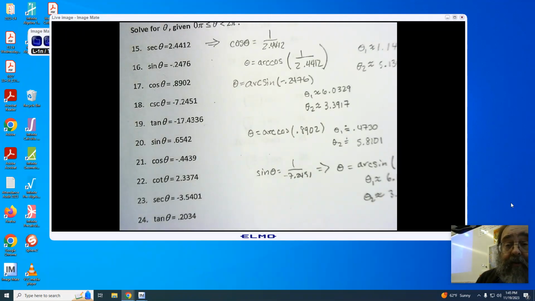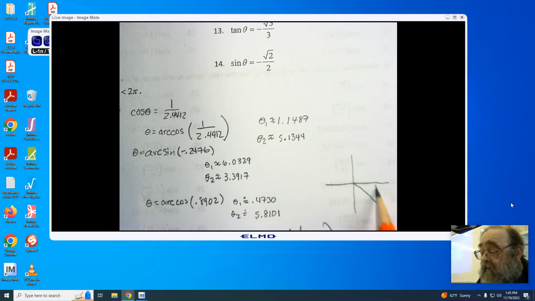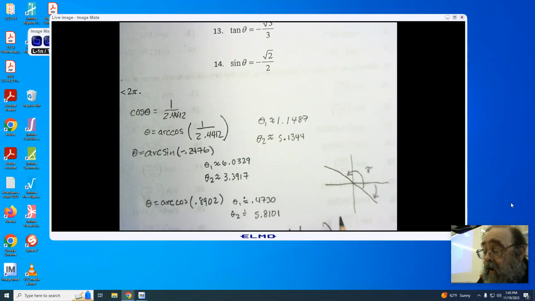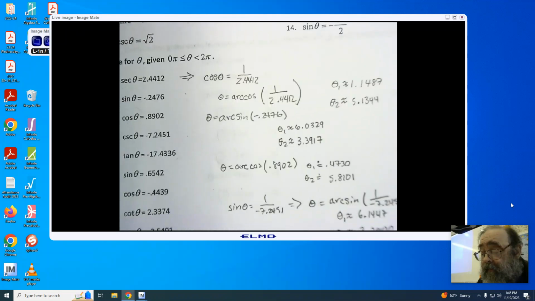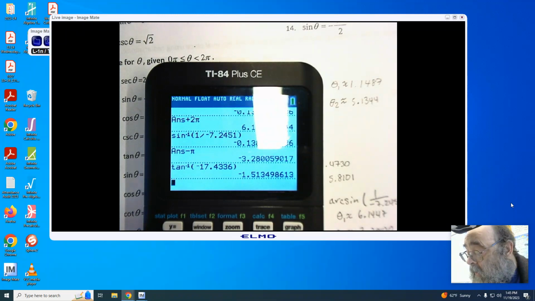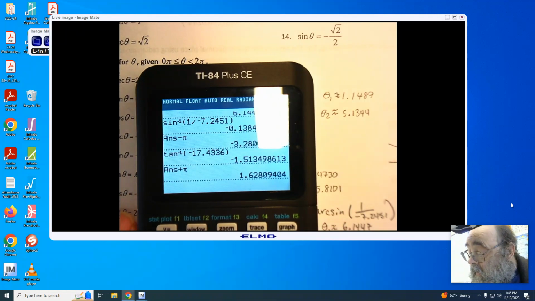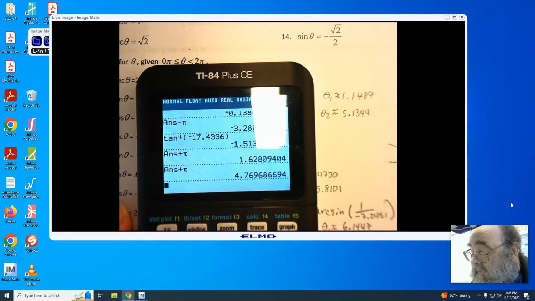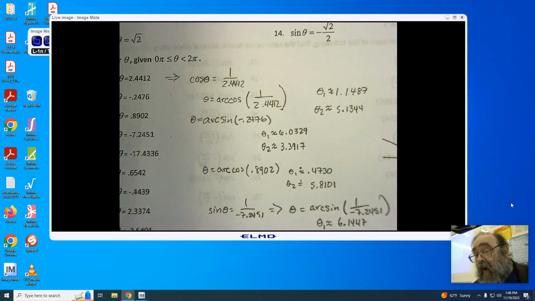Now, if I'm in the second quadrant and my answer is sitting down here as the opposite of the reference angle, all I need to do is find the straight angle by adding pi. Once I have that first answer, I'm going to add pi again, and I will find the answer in the second quadrant. Here we go. Theta 1 can be found by simply adding pi. 1.6280. Theta 2 can be found by adding pi again. 4.7696. And I have my two answers for tangent. Notice tangent's very easy. We're just adding pi and pi.